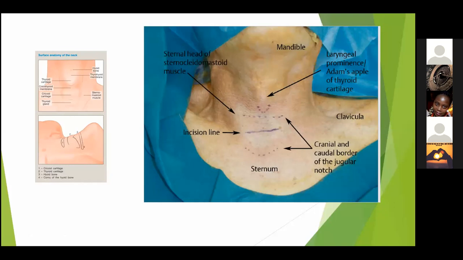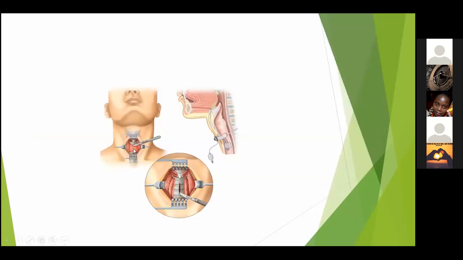So that is for the incision we are talking about, the skin incision. When you go deeper, you dissect along the midline. It doesn't matter if your skin incision was horizontal or vertical, you dissect along the midline.